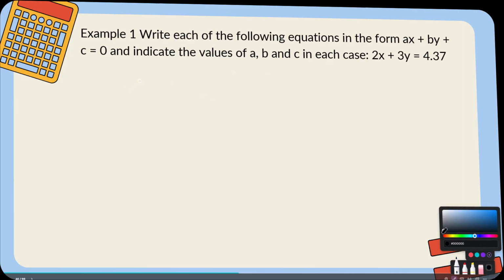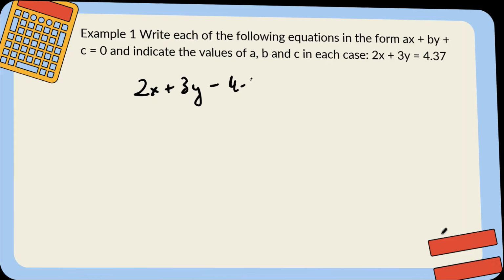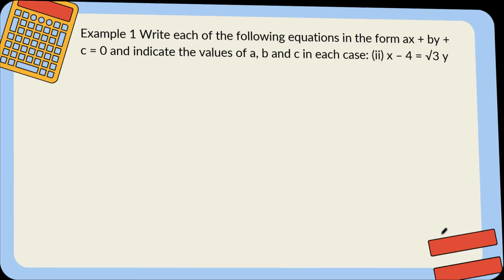So we have 2x plus 3y minus 4.37 is equal to 0. So we wrote it in the standard form. ax plus by plus c is equal to 0 is the standard form. What is a? a is 2. What is b? b is 3. What is c? c is minus 4.37. So that will be the final answer.